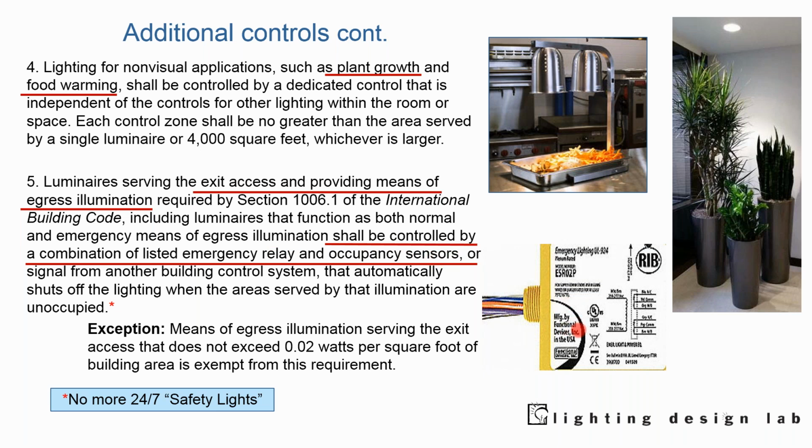So we're no longer seeing these so-called 24/7 safety lights, where you leave a space, an office or corridors, gymnasiums, and there are these lights that just stay on 24/7, so-called safety lights. Those aren't allowed anymore. They can be part of the same system, but they just need to be controlled by a relay.